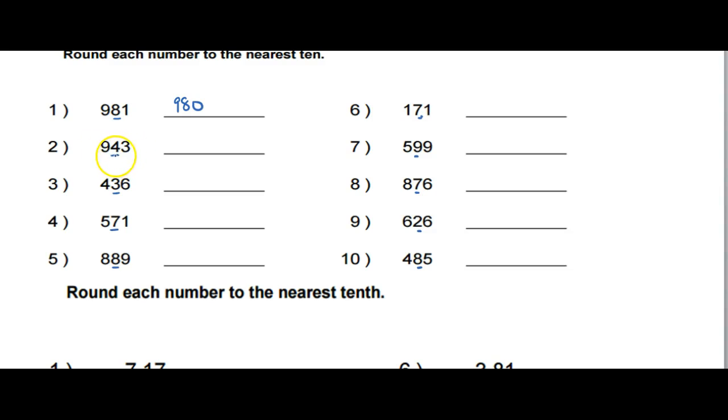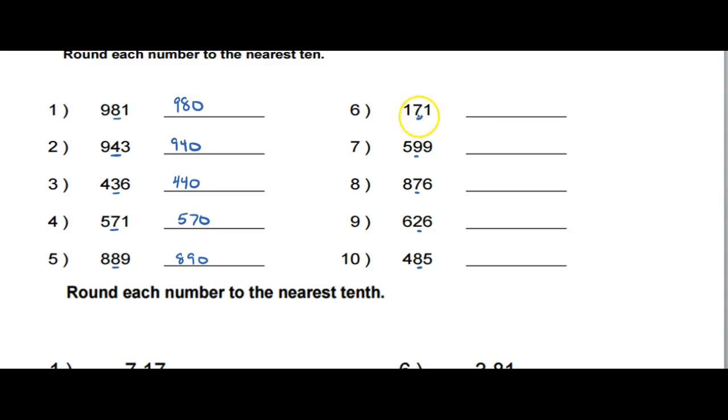943. I look at the 3, it tells me to keep 4 the same. So that rounds down to 940. 436, the 6 tells me to round up, so I would round up to 440. 571, the 1 tells me to keep 7 the same, and that tells me to round down to 570. The 9 tells me to round the 8 up, so what does that round up to? 890.